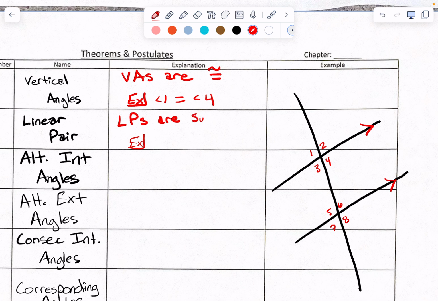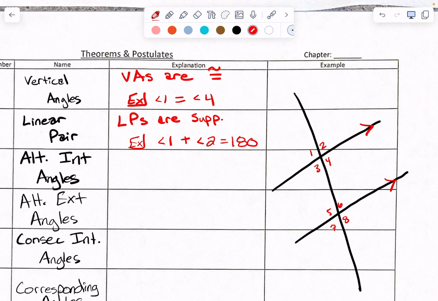Supplementary, or they add up to 180. I think both of you said that. Linear pairs are supplementary. An example of a linear pair is angle 1. I'm going to say angle 1 plus angle 2 equals 180, right? Okay, that's what I have going on there. Got it? Linear pairs. Now, that is true without having to have two parallel lines, right?